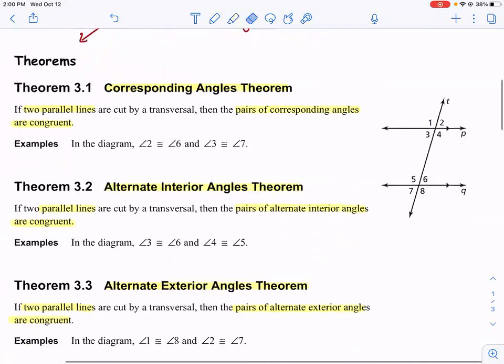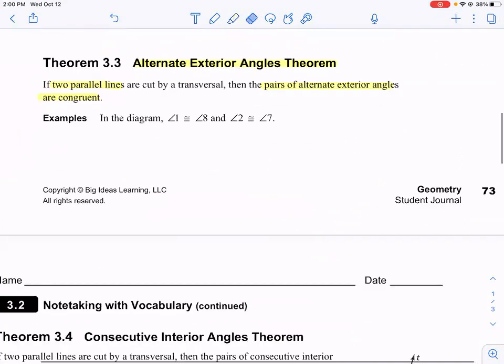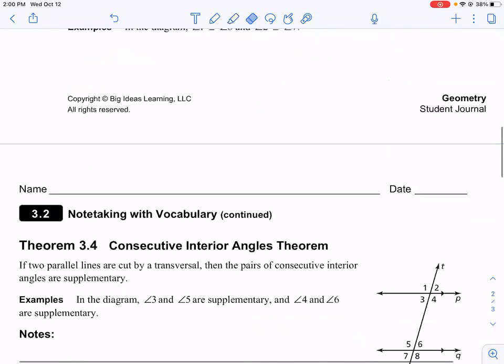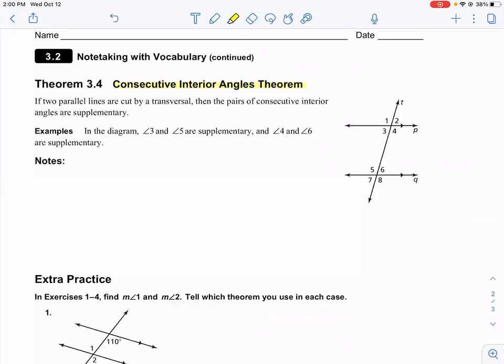Adjacent angles. Consecutive interior angles. And they're the oddballs. They're the oddballs because if we have two parallel lines cut by a transversal, then pairs of consecutive interior angles are supplementary.